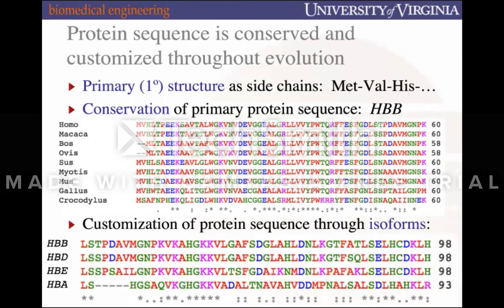And so we have the conservation of proteins over time across species, but we also have the customization of protein sequences. And so what we have are different isoforms of proteins. You can call them almost like species of a protein. It's kind of a different type of the protein. And so with hemoglobin, we have the beta chain, from top to bottom HBB, D, E, and A. We have the beta chain, the delta chain, the epsilon chain, and the alpha chain. And so there are 4 different types of hemoglobin proteins. And there's pretty high conservation of them across, but there's also customization of them over time.